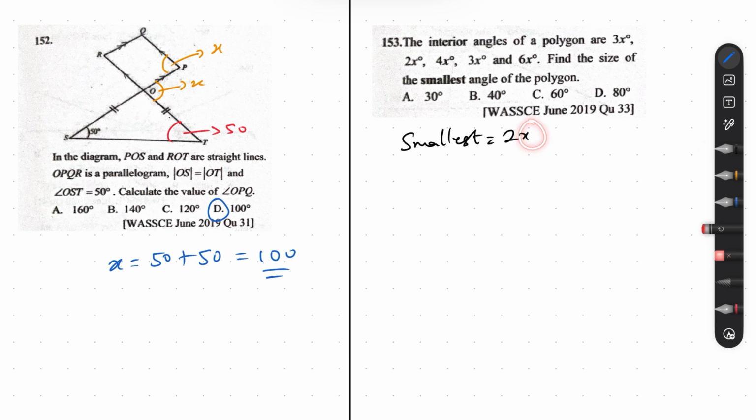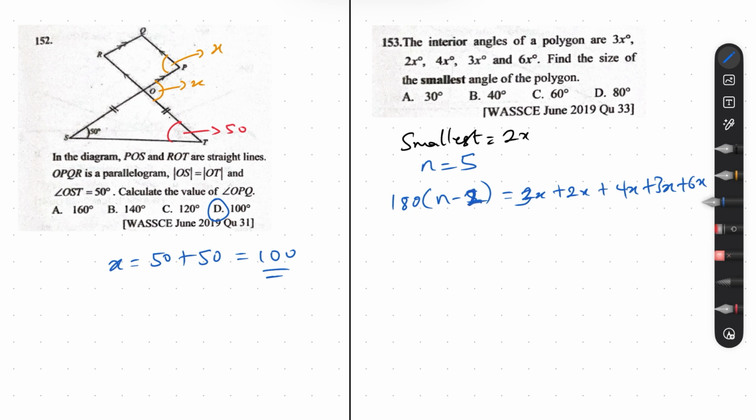So now how many interior angles have we been given? 1, 2, 3, 4, 5. So that means we are dealing with a 5-sided polygon, which is a pentagon, right? So we have our n equal to 5. So we can just find the sum of interior angles and then we add them: 3x plus 2x plus 4x plus 3x plus 6x. Now we know that this n is equal to 5. Actually, this is 2.